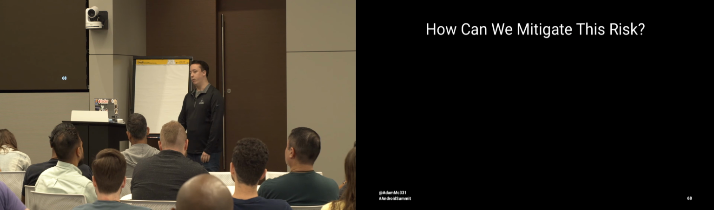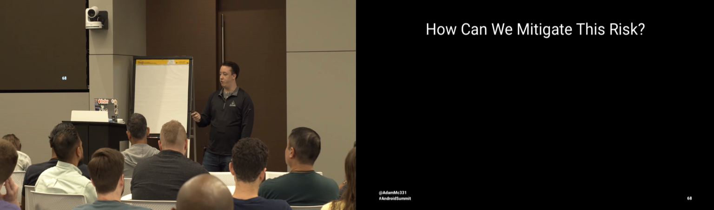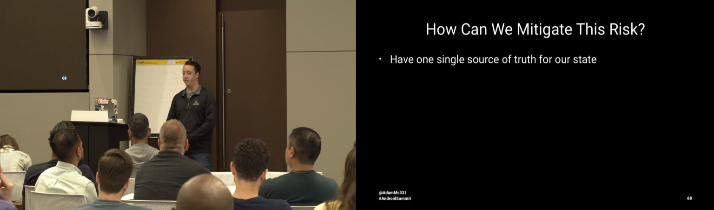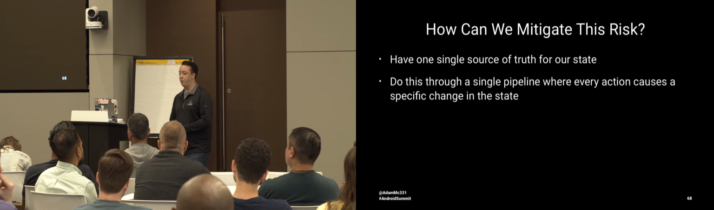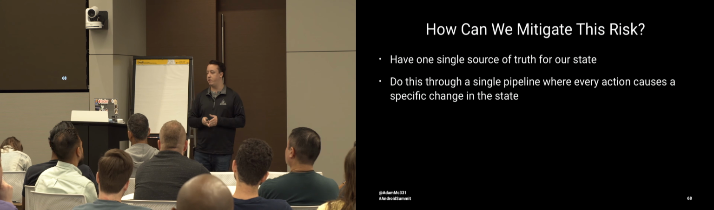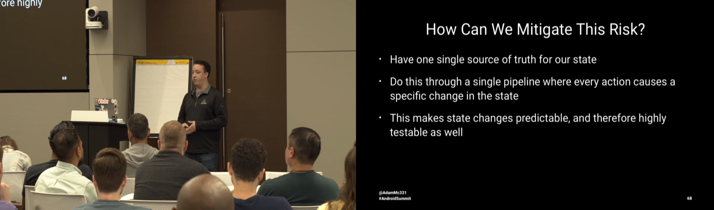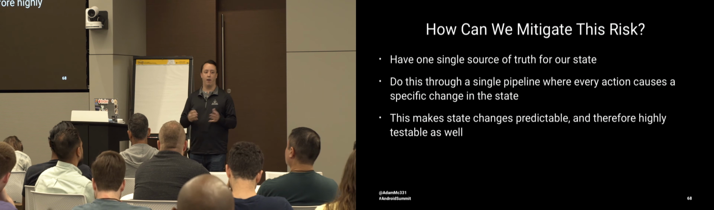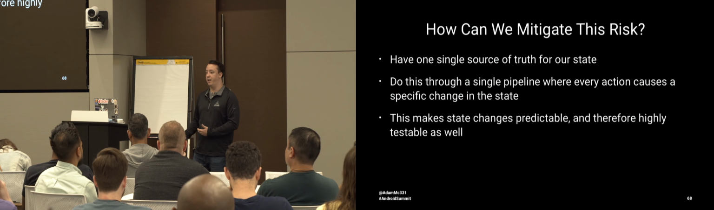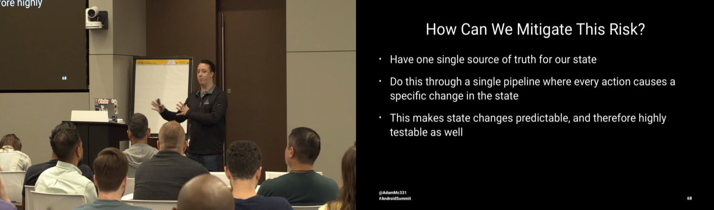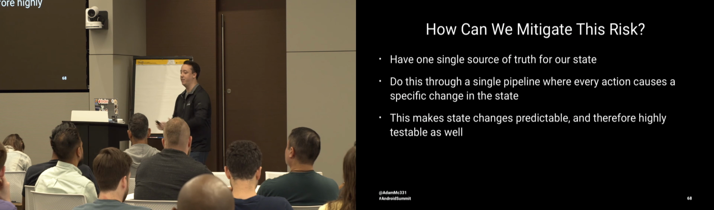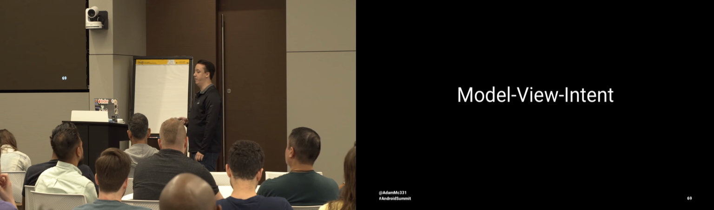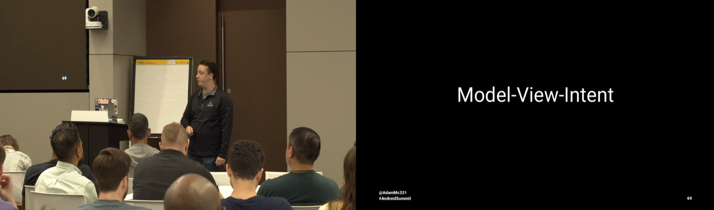So how can we mitigate the risks of something like that? Well, the perfect solution would be to have one single source of truth for our state, one thing that's modifying our state. So if we could do this through a single pipeline where every action causes a specific change in the state, that makes our state changes very predictable. And then that's highly testable. So I don't have to stop and wonder, all right, well, I have this method that sets the state to loading, and I don't know where it's coming from. If I could have a single pipeline where I could see, given this input, I expect this output, that would be much more predictable. And that's where Model View Intent comes in. That's the problem Model View Intent wants to solve.